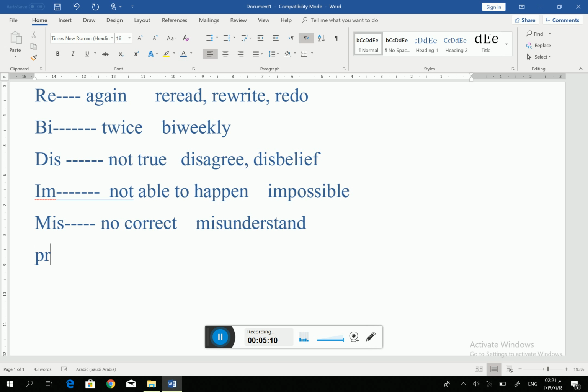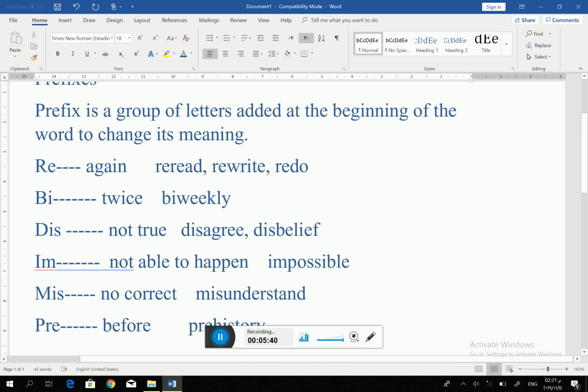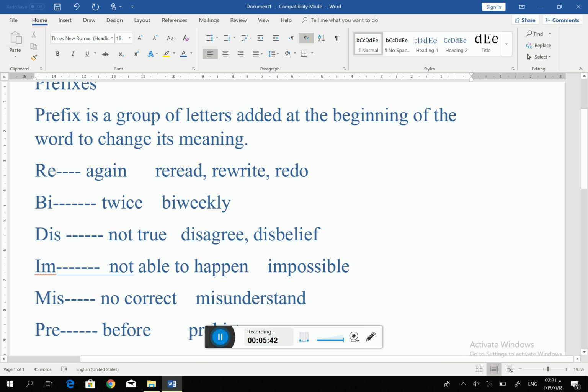Another prefix, pre. Pre means before. Instead of saying before, you can use pre. Example, when you say prehistory. Prehistory means before history. Before history.